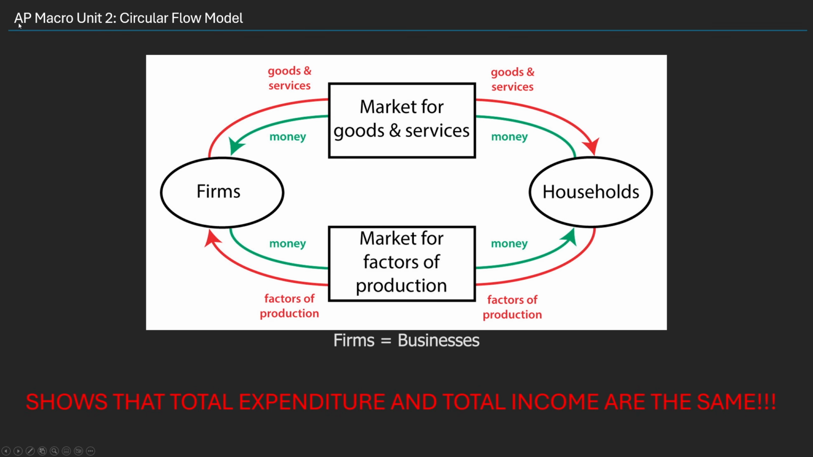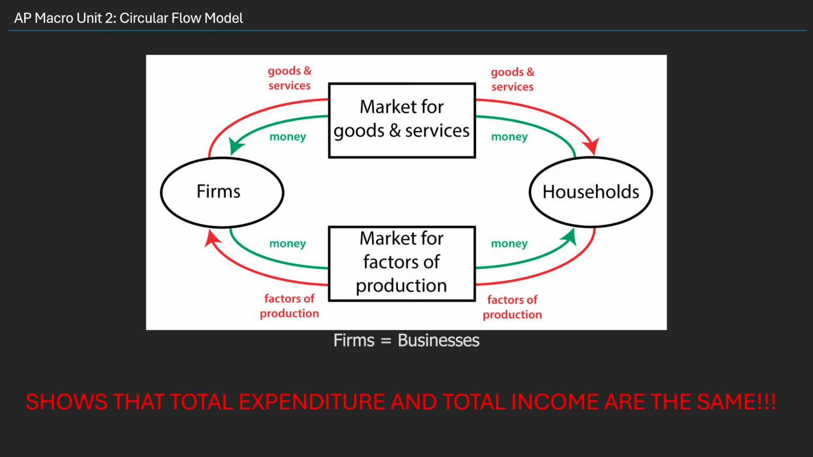All of AP Macro Unit 2, the circular flow model, which shows how money and goods and services move in an economy. Businesses give goods and services to households, and households give the factors of production, land, labor, capital, and entrepreneurship to the firms. And then households give money to firms for goods and services, and firms give money to households as compensation for the factors of production.